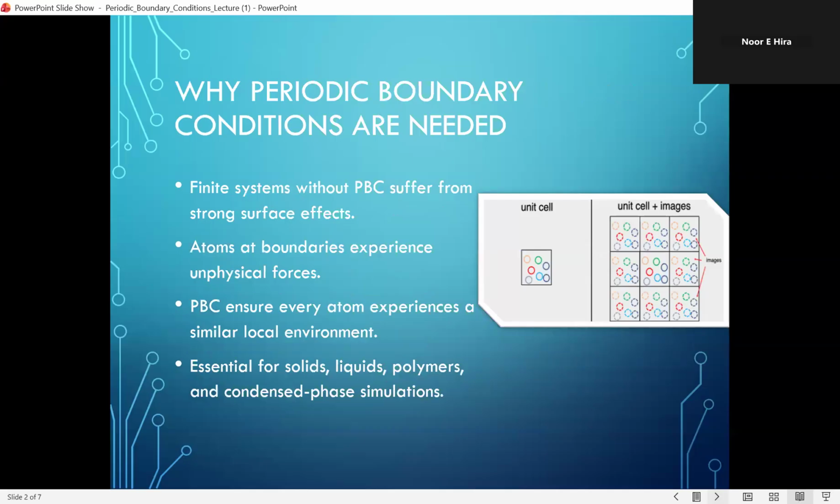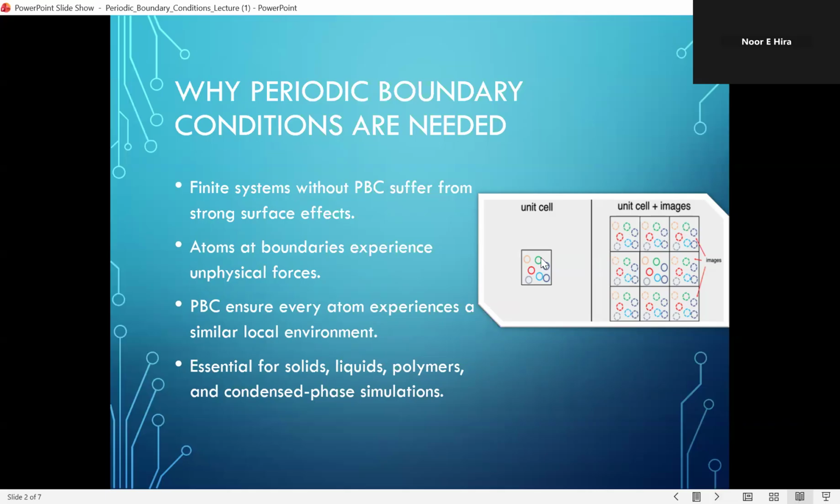So why are periodic boundary conditions needed? A finite system without periodic boundary conditions suffers from strong surface effects. Atoms at boundaries experience unphysical forces. Periodic boundary conditions ensure every atom experiences a similar local environment, and are essential for solid, liquid, and polymer chemistry simulation. How it is essential for these, we will discuss in upcoming tutorials.